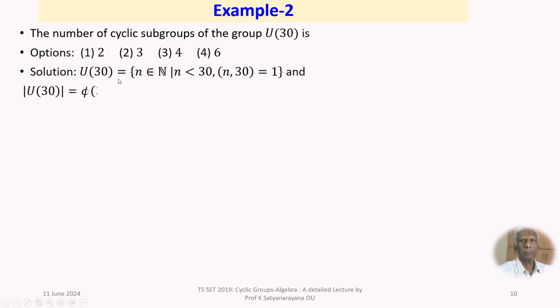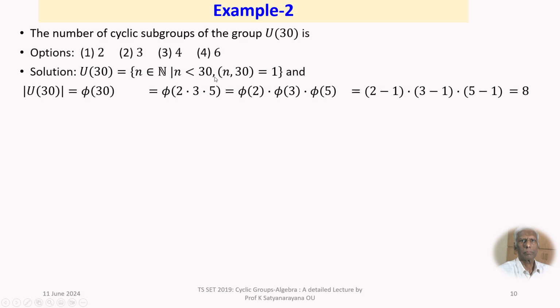And what will be the order? The order of U30 will be phi of 30, because all those numbers which are relatively prime to 30, how many will be there? Phi of 30. What is phi of 30? Phi of 2 into 3 into 5, and they are relatively prime. 2 and 3 are relatively prime, 3 and 5 are relatively prime, so pairwise prime. So it will be phi of 2 into phi of 3 into phi of 5. Phi of 2 is 2 minus 1, phi of 3 is 3 minus 1, phi of 5 is 5 minus 1. Compute it, you get 8.